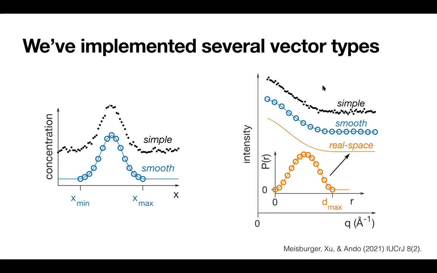And then there's something similar in I versus Q space. So we have simple and smooth basis vectors. And then we add one additional one. This is the real space basis vector. The way that works is your parameters define a P of R function in real space, which goes to 0 at a value of d max. And this is Fourier transformed to give the I versus Q profile.